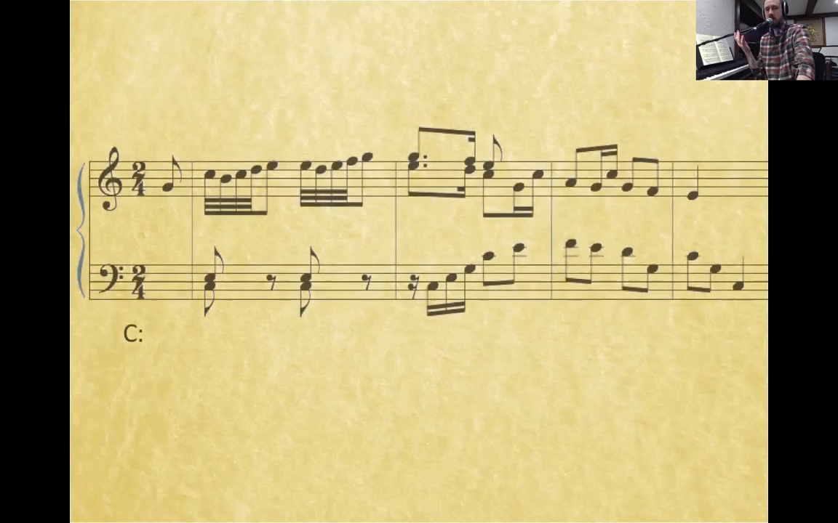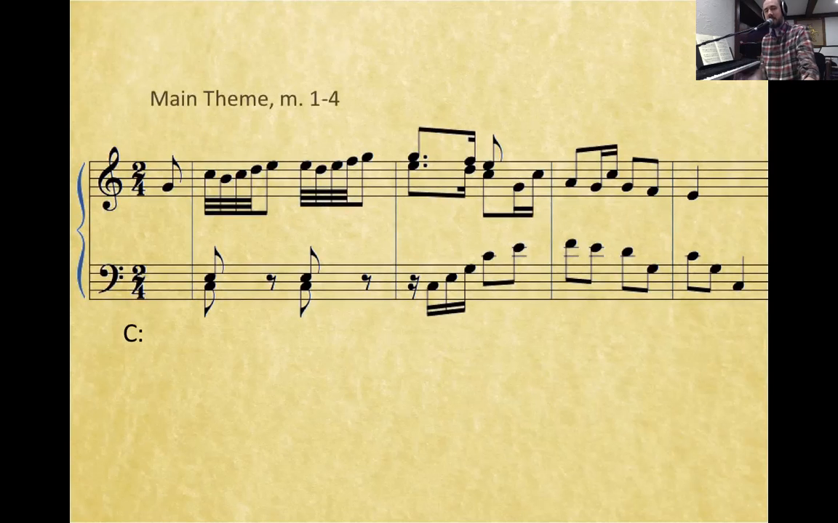So here's the beginning, and this is our main theme. And I want to talk a little bit about why that might be surprising, but also how we can be fairly certain that this is the main theme. So here's the first 4 measures. This is the main theme of this piece. Boom. Short and sweet, right?